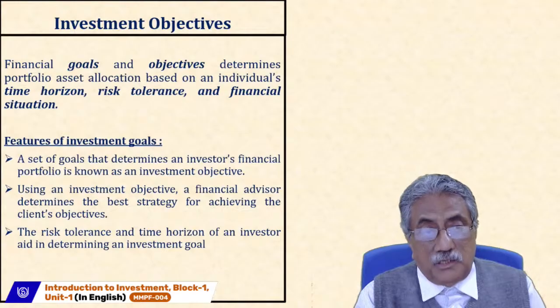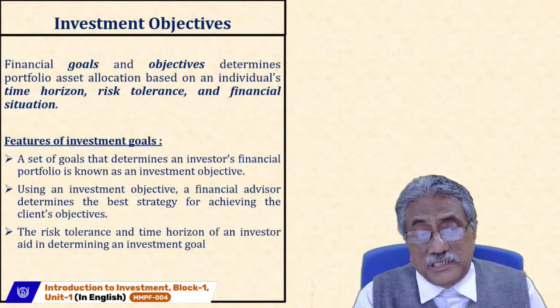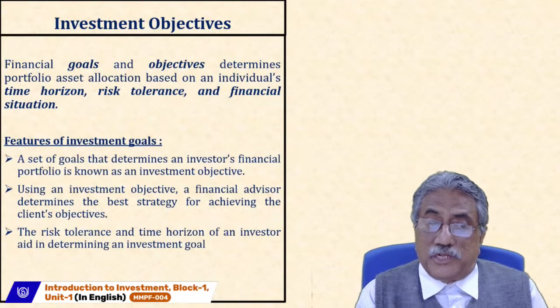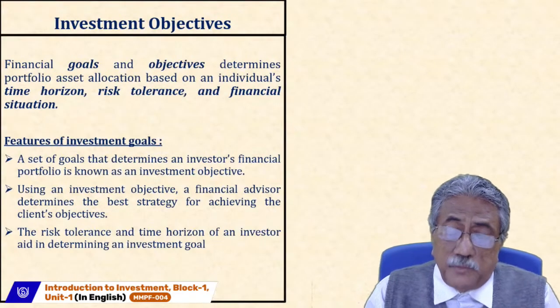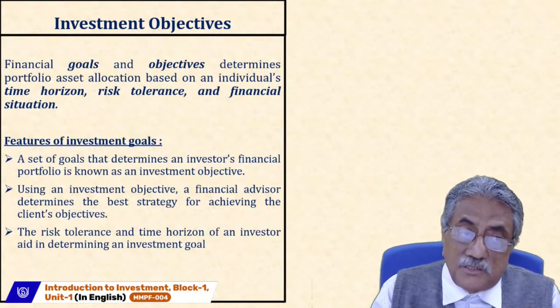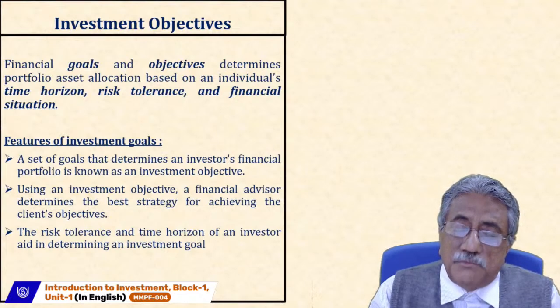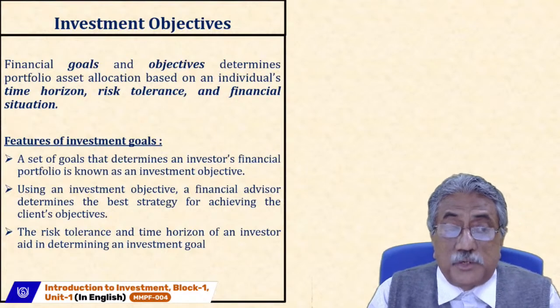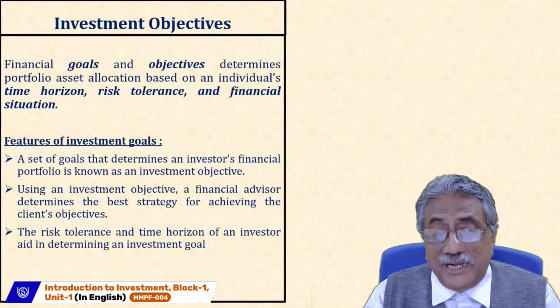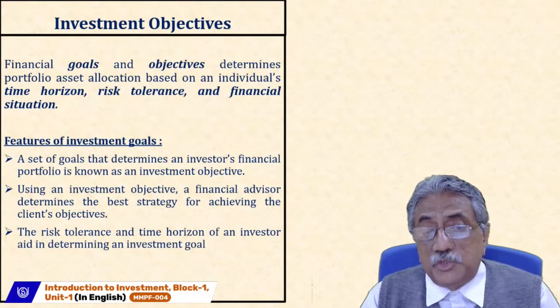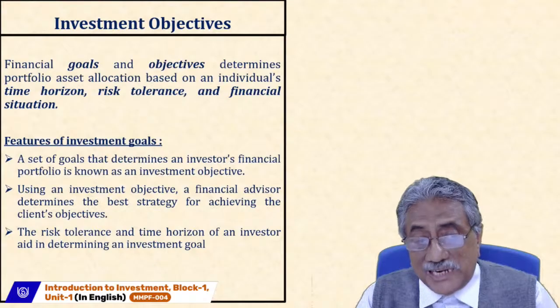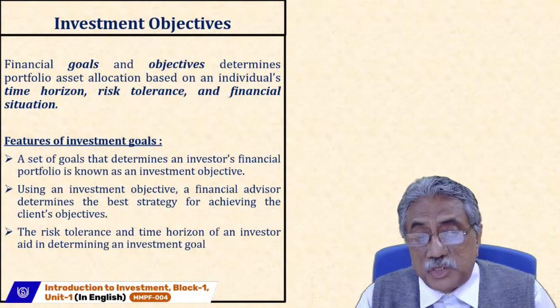Now, the input they need is your risk tolerance and time horizon. Are you ready to wait for 5 years, 7 years? And can you take a little risk? Because in between, the price may go down or the price may go up. But at the end of 7 or 8 years, the company will do well. So that's how you determine an investment goal.